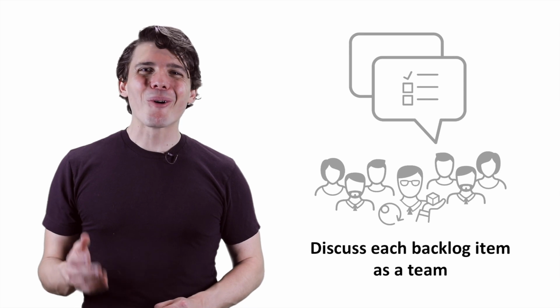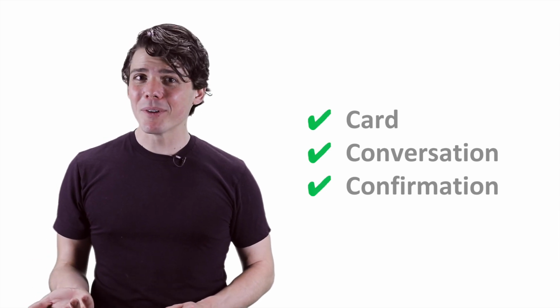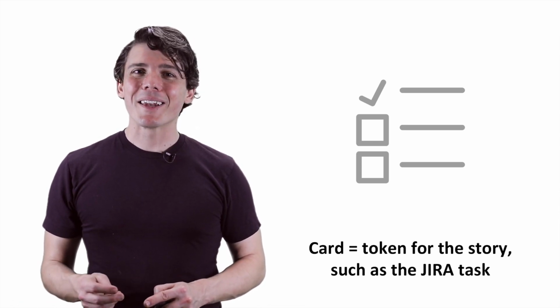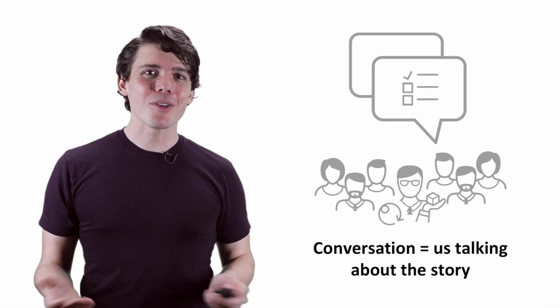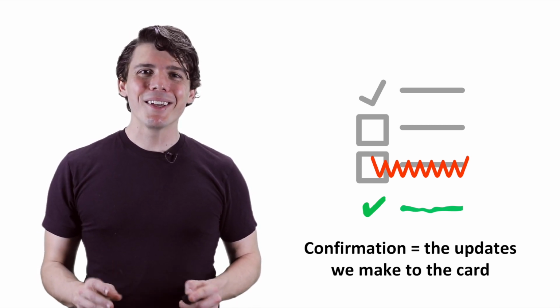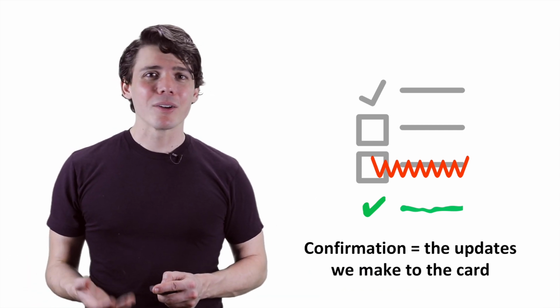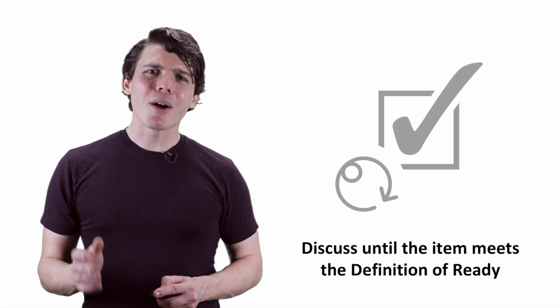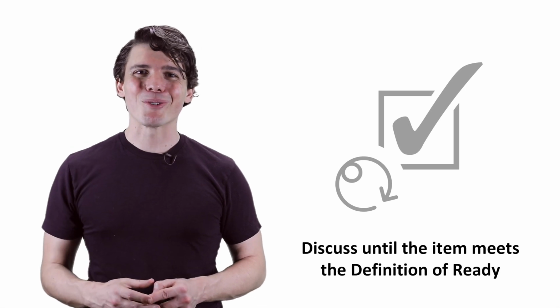To begin, gather the whole team and start discussing your highest ranked backlog item. Remember the phrase card, conversation, confirmation? The card is the index card, sticky note, or software entry that acts as the token for our discussion. Our discussion is the conversation. The updates we make to the card, especially the acceptance criteria, lead to the confirmation. What's in scope? Out of scope? Dependencies? Target ship date? Keep talking about and updating each backlog item until it meets your team's definition of ready.